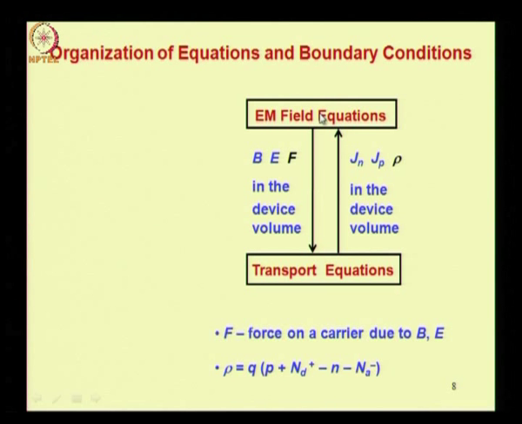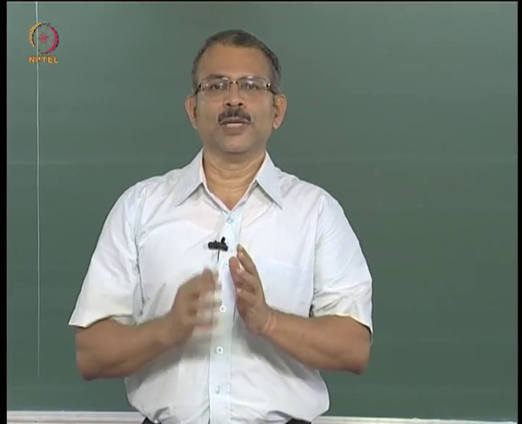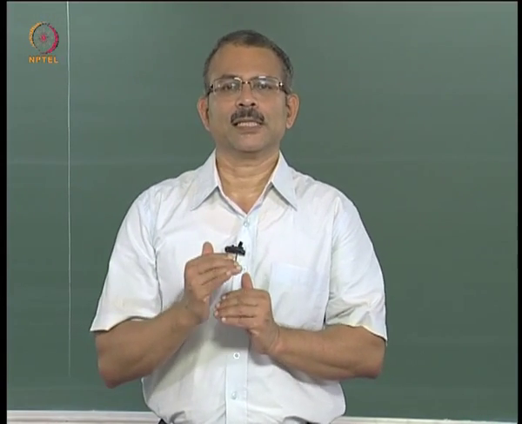So you see that this is a coupled situation. Electromagnetic field equations give you B, E and F, which are required in transport equations, and transport equations yield Jn, Jp and rho, which are required in electromagnetic field equations. So that is why the equations of semiconductor device are coupled to each other. They have to be solved simultaneously.